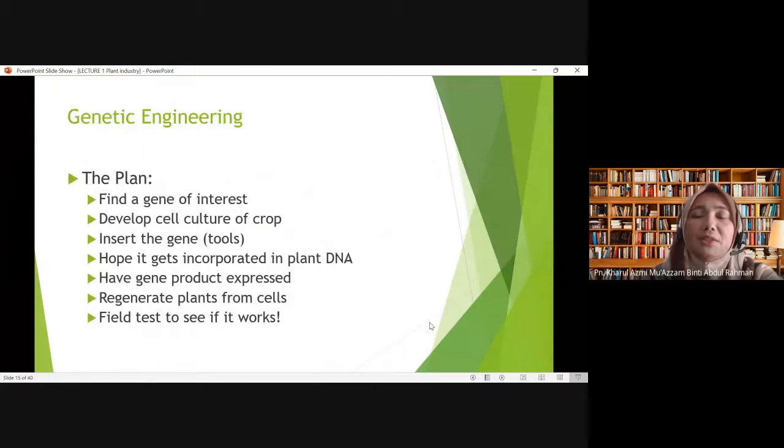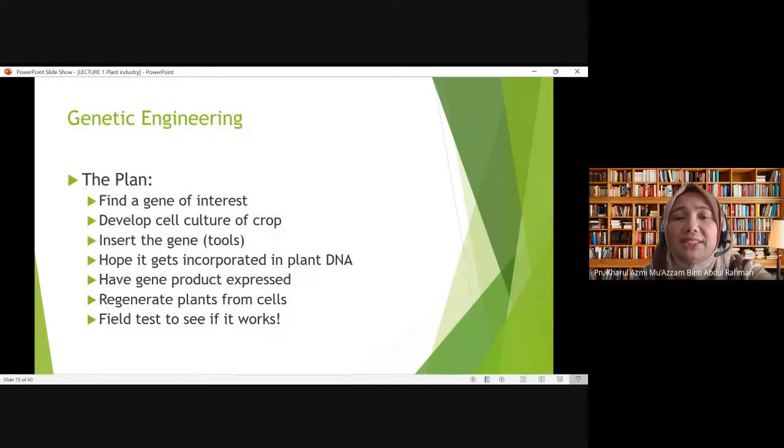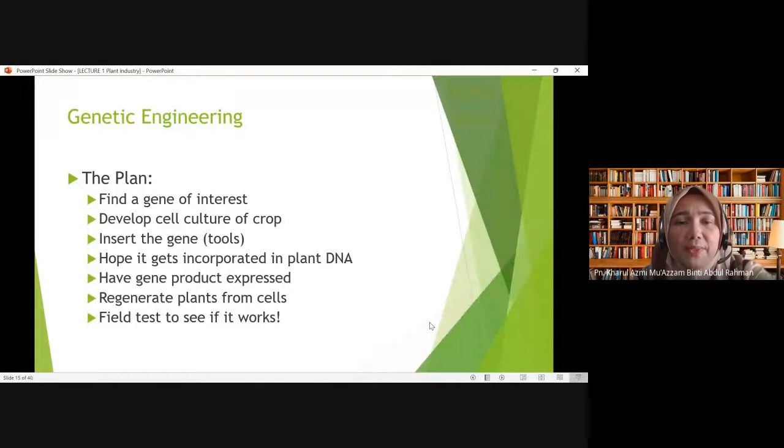Okay, next let's take a look at genetic engineering. Okay, so the plant. We can find a gene of interest. Daripada genetic engineering kita boleh cari gene yang kita nak sahaja, and then we can develop cell culture of crop. Kita boleh buat cell culture bagi crop yang kita nak tu, macam tissue culture of orchid. Kita nak orchid tu tak nak tanam manual, melalui tissue culture, boleh dekat lab ya. And then we can use this gene to insert the gene. Okay, we have tools to insert the gene. This is because of the development of genetic engineering, and then we hope it gets incorporated in plant DNA. Kita boleh masukkan gene tu ke dalam plant DNA.